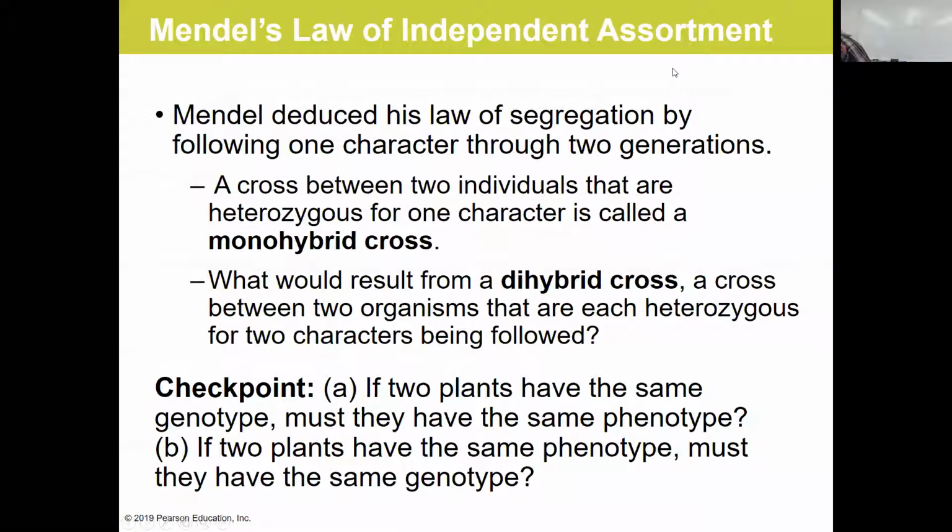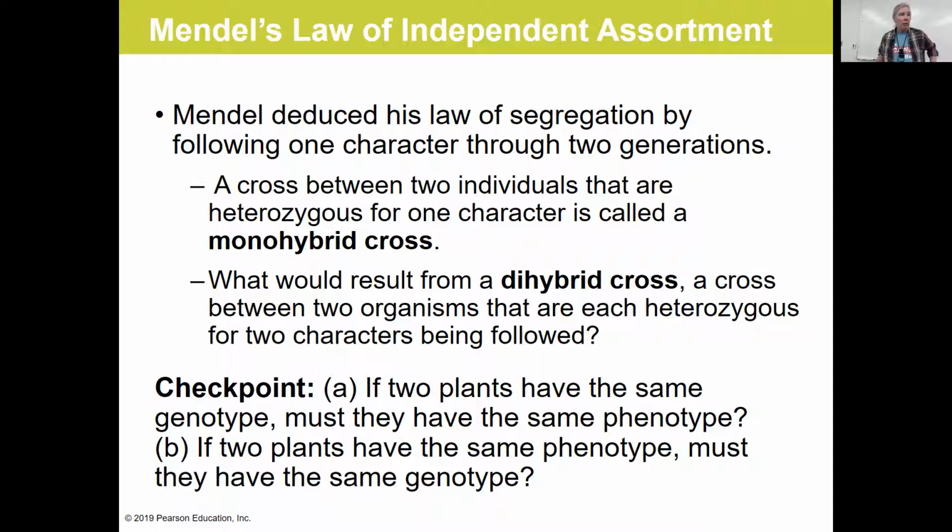Okay, we're back, continuing on with chapter 9. I think we left off talking about monohybrid crosses, and now we're going to talk about a dihybrid cross. What would result from a dihybrid cross, a cross between two organisms that are each heterozygous for two characters? So we're following two characters at the same time.